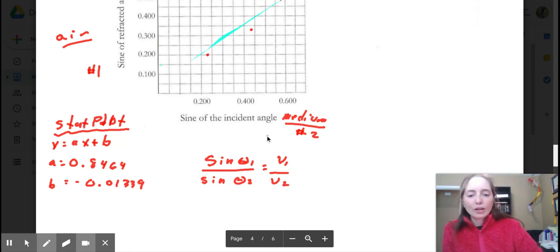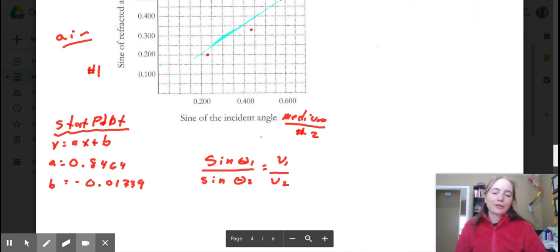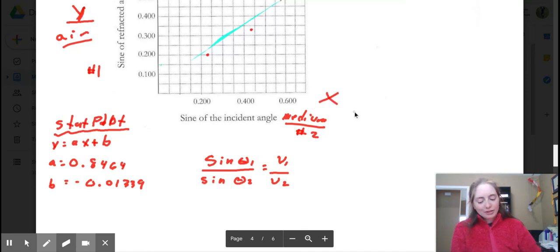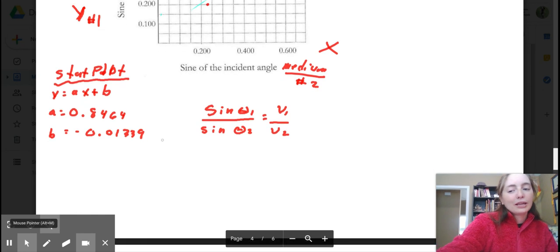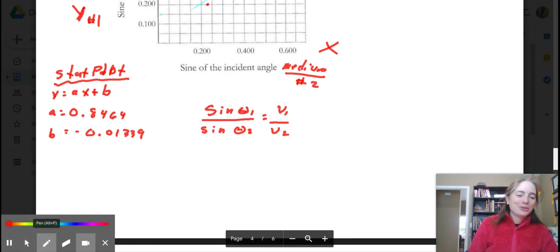Now, ladies and gentlemen, we need to put this into a y equals mx plus b scenario, so that we can get the slope. The sine of air is my y, and the sine in the medium is going to be my x. So this here is my x, this here is my y. When I'm rearranging this, I have to set it up to look like y equals mx plus b, so I can use the slope to find the speed in that different medium.